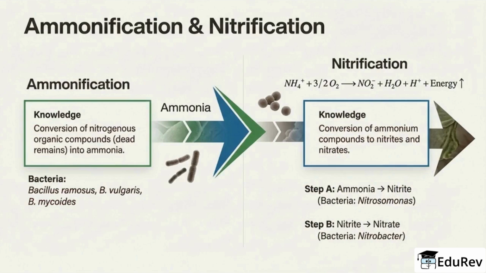After fixation comes ammonification and nitrification. Ammonification is the breakdown of organic nitrogen from dead organisms and waste into ammonia. Nitrification is a two-step aerobic process. Ammonia is first oxidized to nitrite by bacteria such as Nitrosomonas, and then nitrite is oxidized to nitrate by bacteria like Nitrobacter. These transformations make nitrogen available in different chemical forms for plants and other microbes.